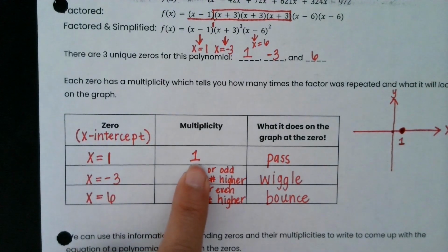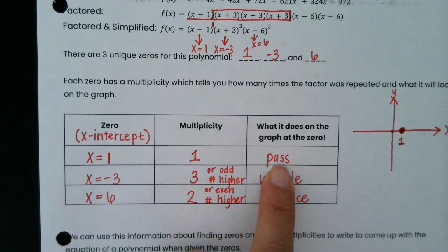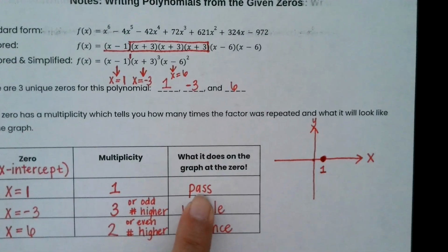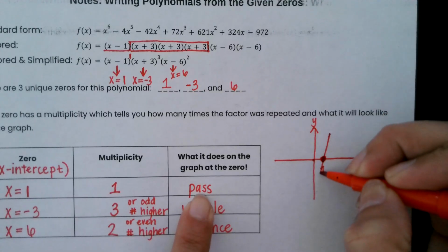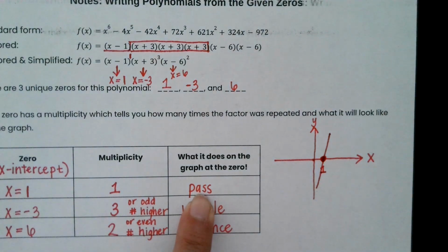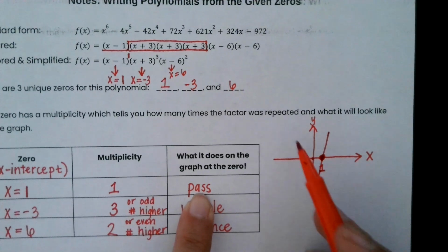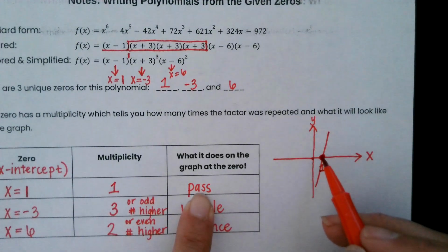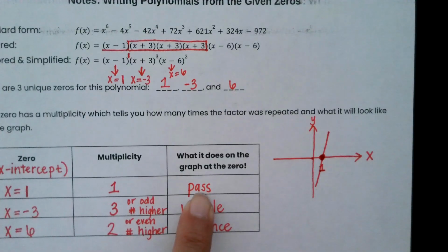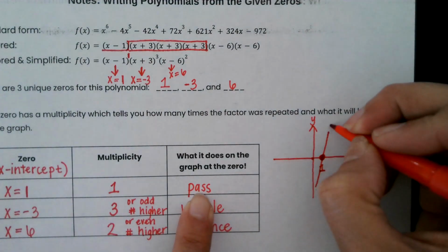Now, because it had a multiplicity of 1, we said it's just going to pass through that point. So if I was drawing a graph, my line would just cut right through the point. Does that make sense? That's what I mean by pass. I don't know what the rest of the graph would look like, but I know right at that point, it would just pass right through it. So that's the pass.